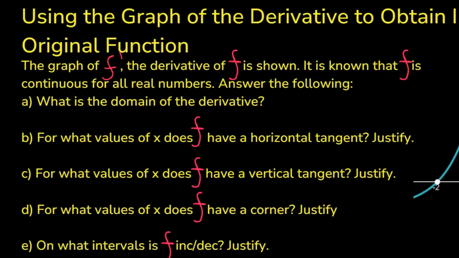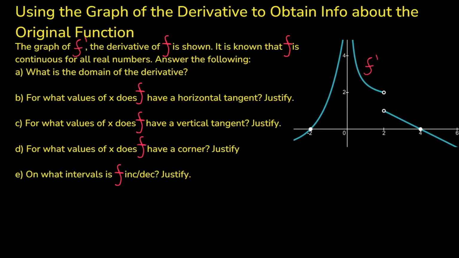So for example, the graph of f prime, the derivative of f, is shown. It is known that f is continuous for all real numbers. That's going to be important for stating our answers. Answer the following. What is the domain of the derivative? Well, the derivative, as shown in the graph, we can see that it's defined for all numbers except x equals 0 and x equals 2.